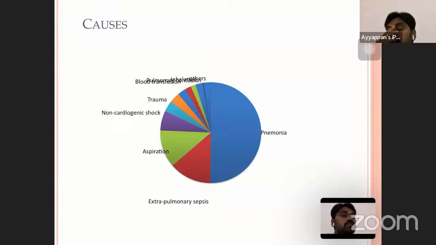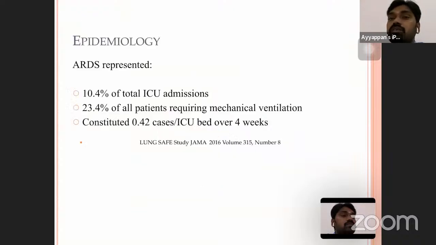So there's a pie chart showing the various causes. As you can see, the most common direct cause of ARDS is pneumonia, followed by aspiration, whereas the most common indirect cause of ARDS is extrapulmonary sepsis, followed by trauma and massive transfusion.